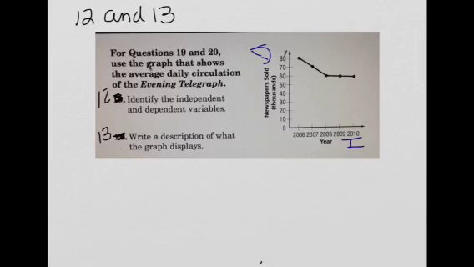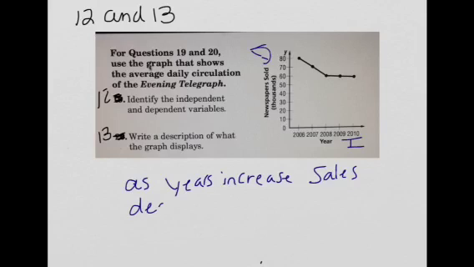Write a description of what the graph is displaying. So it's displaying that as years increase, sales decrease.